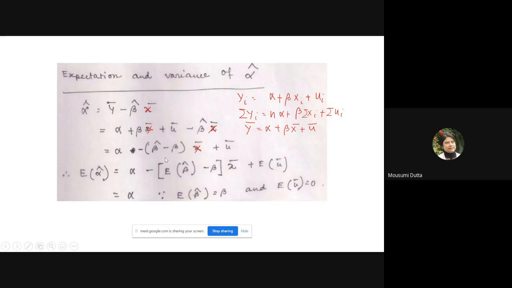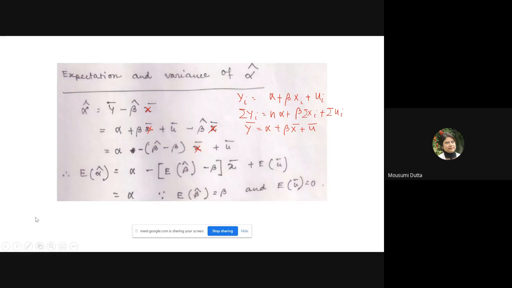So is this step okay? Alpha hat can be written in this way. Is it okay? Yes, ma'am. If this is clear, next step, expectation of alpha hat.